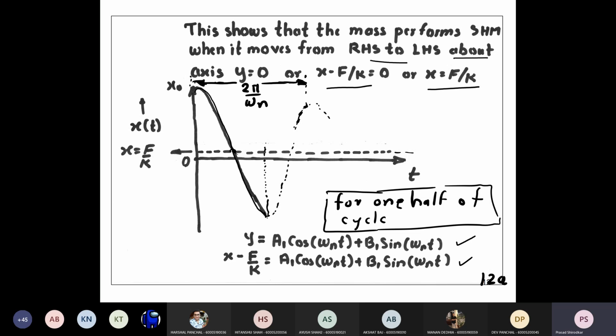Yes, sir. But in this scenario, when we take the frictional force, will it be static or kinetic? Kinetic. How static? It will be kinetic because everything is moving.